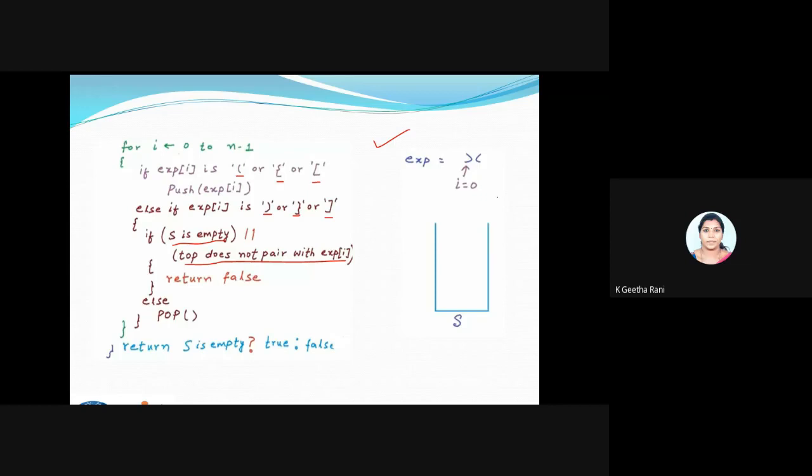I'll have an example here. I'm taking an expression with just two brackets. Here I will start from i equal to 0. Since it's a closing bracket, I will go and check here. It gets inside your else if. The stack is empty, and the top does not pair with exp. We don't have anything, so obviously it returns false. What's the meaning of this? Before closing, there should be an opening. If not, it will return false. Fine, so I'll go for another example also.